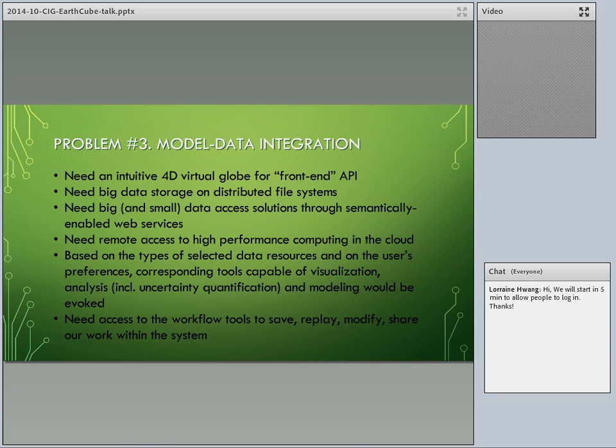access all those resources. We also need big data storage on distributed file systems because there is no feasible way to store all data that we might want to access across disciplines at one place. We need data access solutions using web services that are semantically enabled, like described previously. We need remote access to high-performance computing, preferably in the cloud, and we need, based on the selection of the user, those remote modeling capabilities and the web services to be invoked to merge the two worlds, the modeling domain and data domain. So, of course, all of that needs access to workflow tools so that we could reproduce this later.